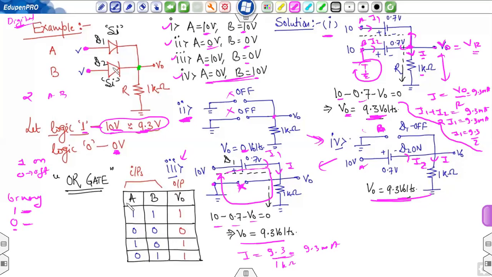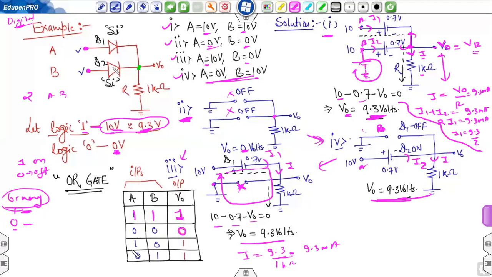Now you can draw a table for all the combinations of input values A and B. For 10, 10, I am writing 1. Now I am writing in terms of binary inputs, logic 1 or logic 0. So 1, 1, 0, 0, 1, 0, 0, 1. For 1, 1, V0 was equal to 9.3, which I can also take as 1. So V0 is 1. When both are 0, V0 is 0.